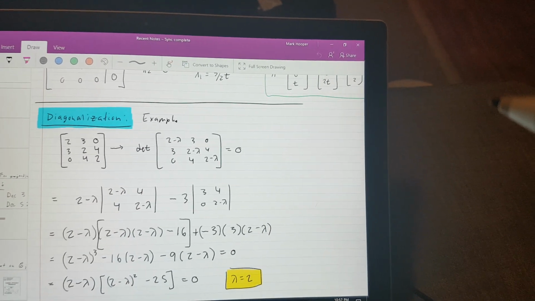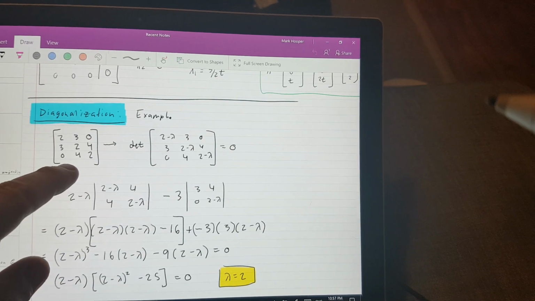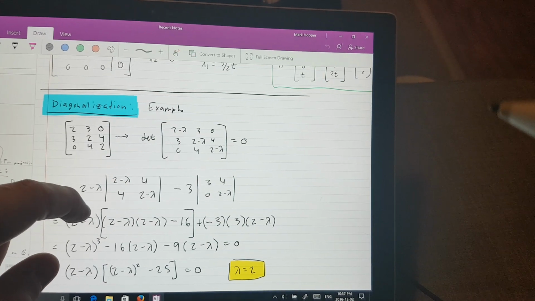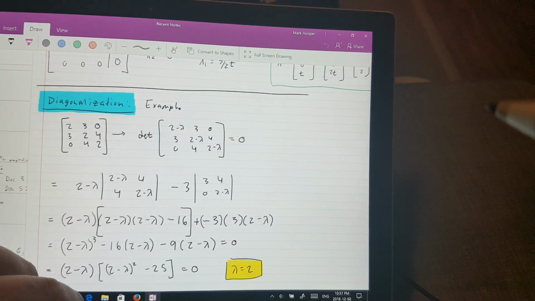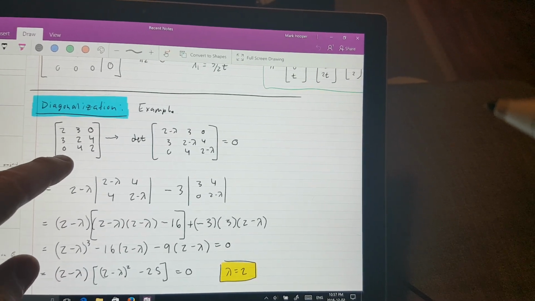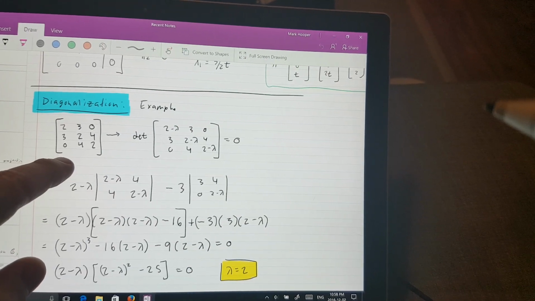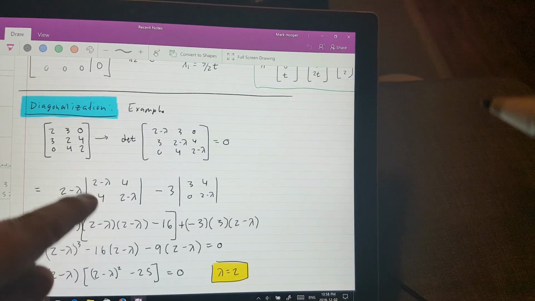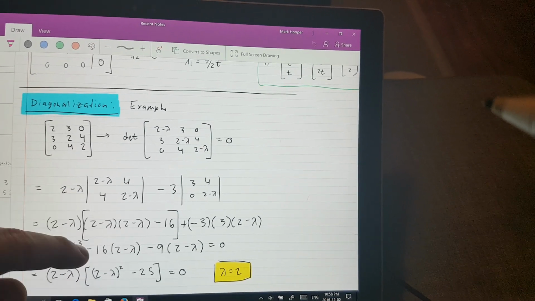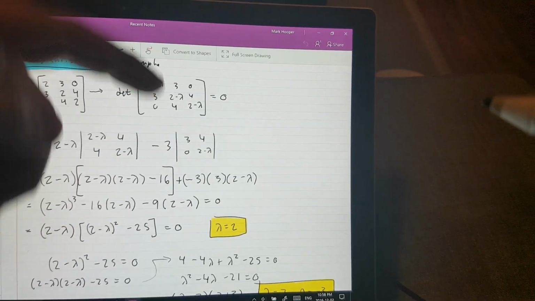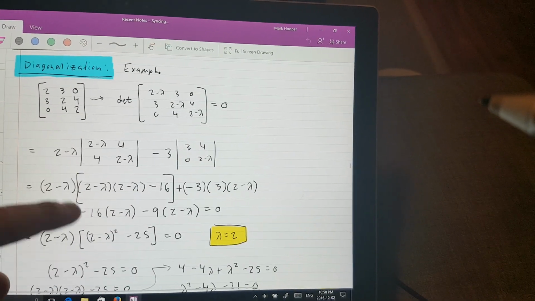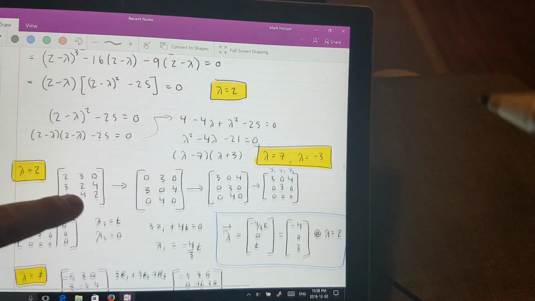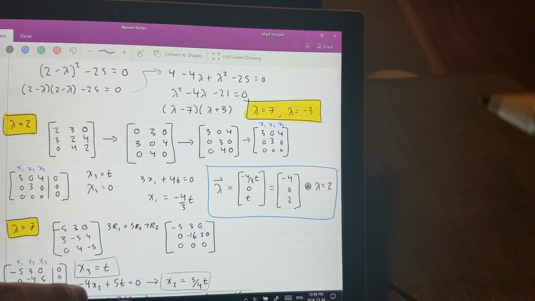Diagonalization. Here's an example. You have to have a symmetric matrix, okay? What do I mean by that? See those threes, see those fours, see those twos, see those zeros. Take the transpose of that and tell me what you get. You get the same thing. So that's a symmetric matrix. Determinant of that minus lambda I. Just do what we did up here, right? Same thing. Get your eigenvalues. Boom, I got three of them. So find your eigenvectors.